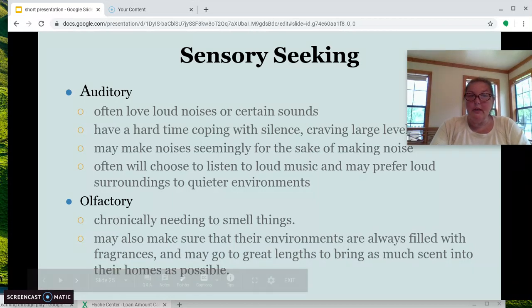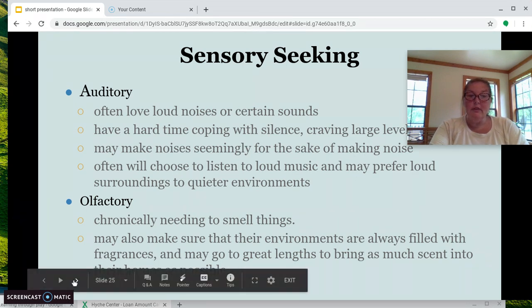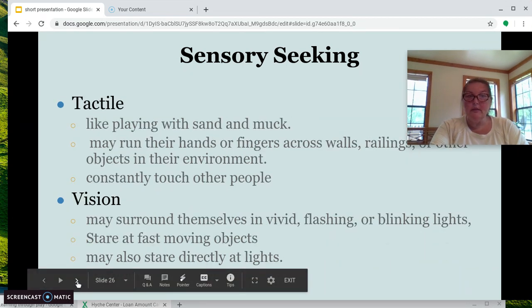For auditory seekers, these are kids who love loud noise. They turn the radio up or they talk really loud. They also don't like silence, so they will find a way to make noise. They may click or hum or tap or just excessively talk. For olfactory, these kids constantly smell things.